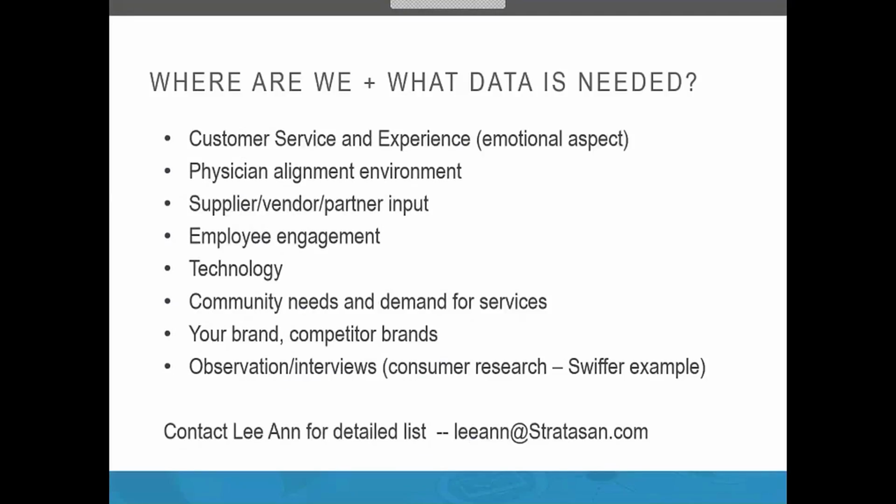Also, look at customer service and experience. Don't forget the emotional aspect of the data gathering. Our business is really about caring for people, so don't leave that out. Gather information on physician alignment, employee engagement, suppliers, vendors, partners, and what technology is available. For example, meet with your economic development folks during the information gathering stage. They have information on the community and business development activities.